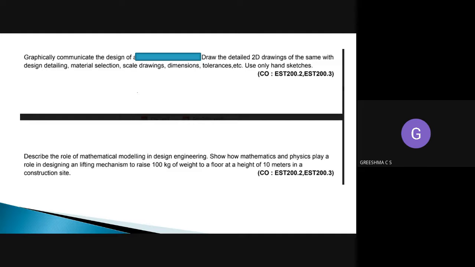So this is basically from the third module. In the third module you have studied material selection, scale drawing, different types of sketches, different types of drawing, so many things. All these things you have to apply here. So how to do that? And one thing, they have told you to use hand sketches, so you have to draw anyhow. Just take 1 minute to think about how to design an oven.